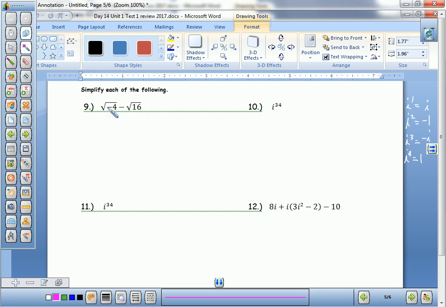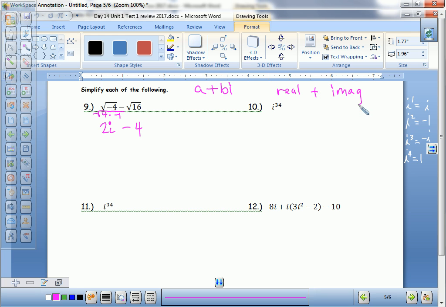So this one, it is a negative under the radical, so it's i. The square root of 4 is 2. The square root of negative 1 is i. So that's how we think about it, as 4 times negative 1. That's 2i. Now the square root of 16 is 4. Now, we cannot leave our answer like that because complex numbers have to be in a plus bi form, which means the real part first, the imaginary part second. So we just switch it. Negative 4 comes first and a positive 2i comes second.